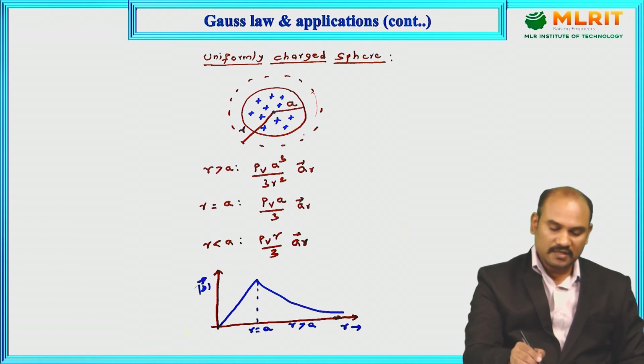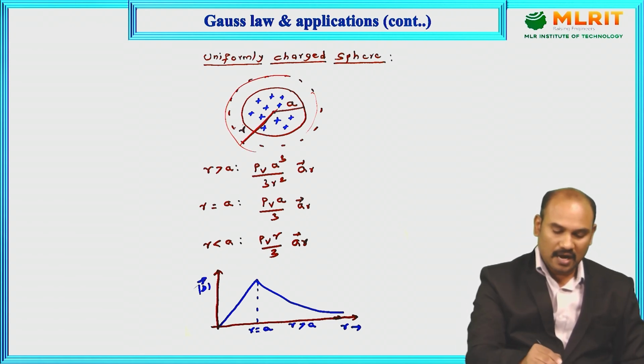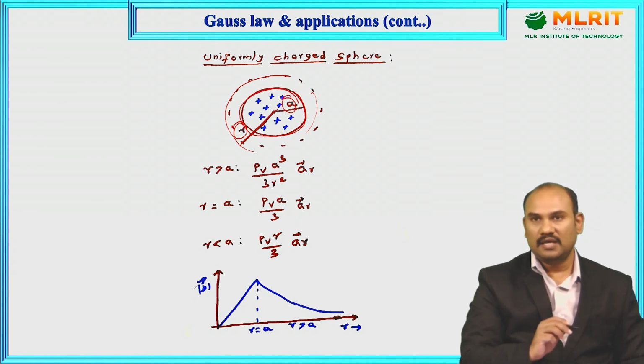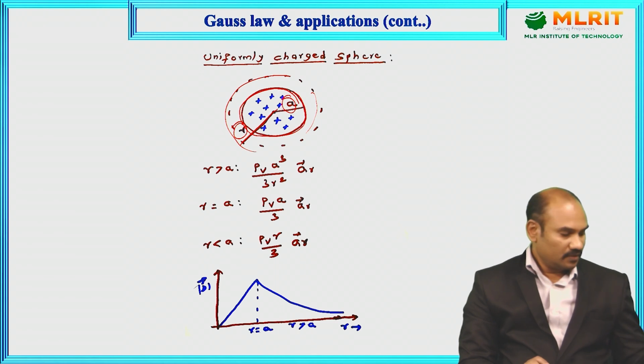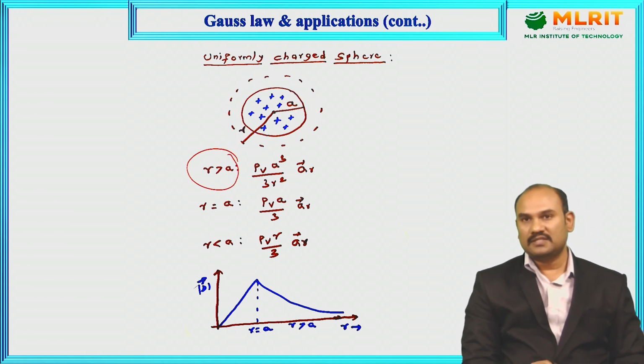This dotted sphere is called the Gaussian sphere, which is an imaginary sphere. Its radius is R. This dark sphere is known as the physical sphere or actual sphere, whose radius is A. Now, if R is greater than A, what is the flux density?